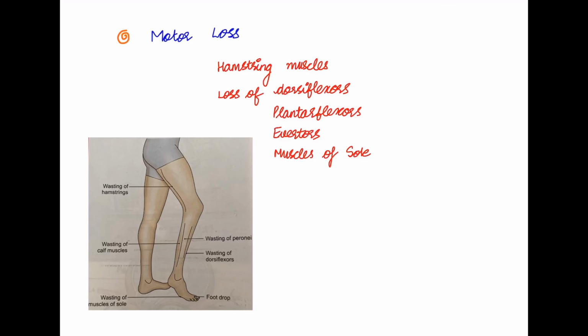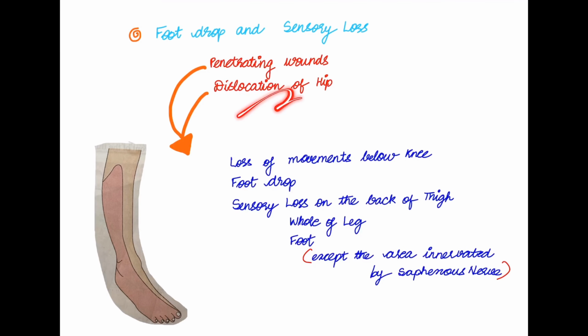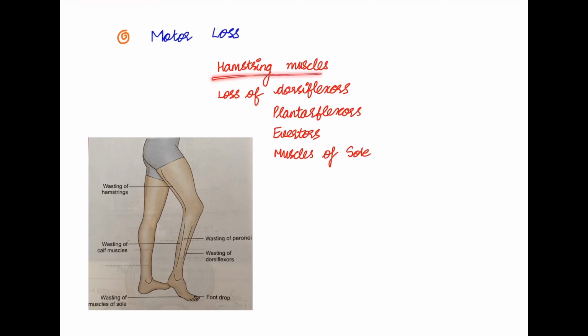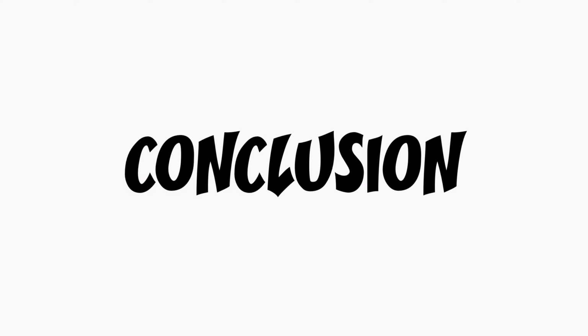And also we have motor loss. If sciatic nerve is injured due to the same reason, along with sensory loss, we also have motor loss. That is, there will be the motor loss of hamstring muscles, there will be loss of dorsiflexors, plantar flexors, everters, and the muscles of the sole. We can see here, there is wasting of muscles. Peroneal, calf muscles are getting wasted, and similarly here as well. So this is all you need to know about sciatic nerve. Just remember the root value and its branches, and its course is pretty important. Remembering the muscles is just plain common sense. It's going to supply the muscles in close proximity.